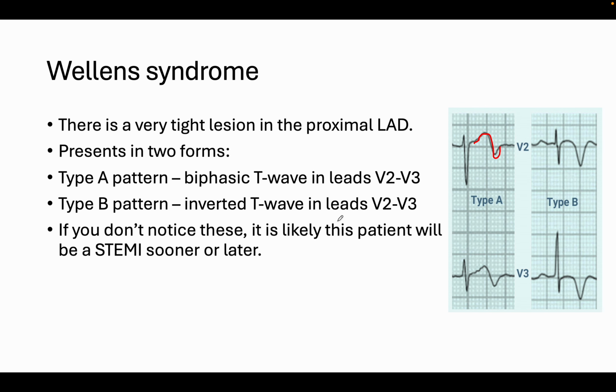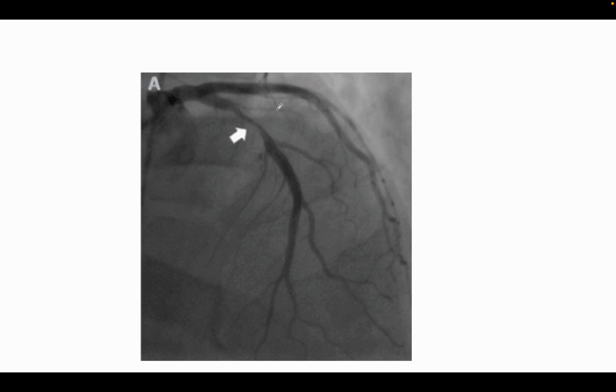So just to put into perspective, here's an angiogram showing a Wellens syndrome. So left main stem, circumflex. This is the LAD in this angle. And we can see it's a really tight stenosis. It's almost as if someone's pinched the coronary artery. So that's what's causing the issues with the blood supply to the anterior wall.